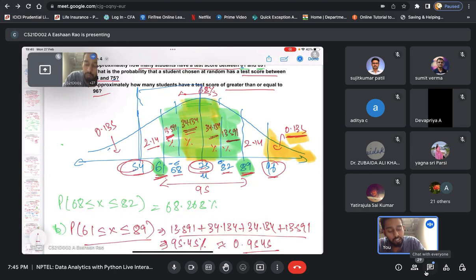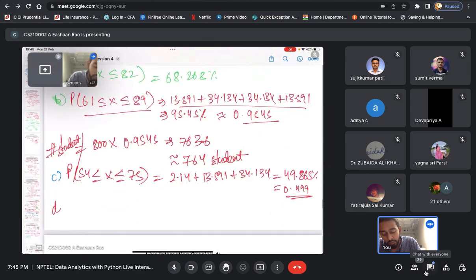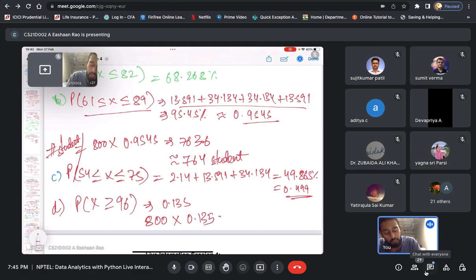0.135. So for the D question, for P of X greater than or equal to 96, we can just write 0.135, and the number of students they want is 800 times 0.135, which we calculate. If you do that, it's like 0.779, which is equivalent to one student. So only one student might have scored greater than or equal to 96 according to the typical bell curve that we have. And this is all approximation. It's mostly approximation we are saying.